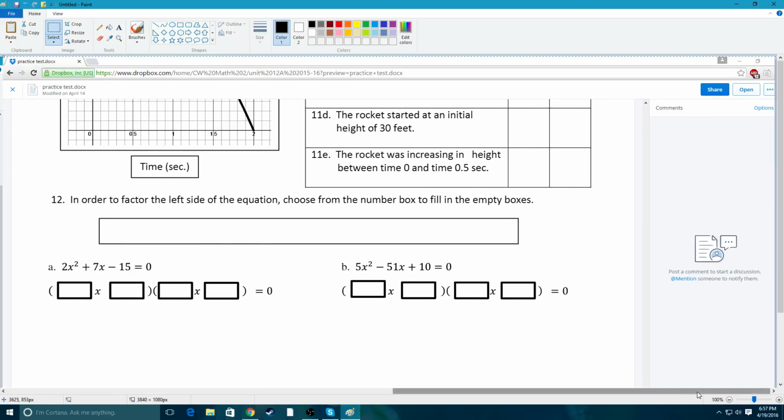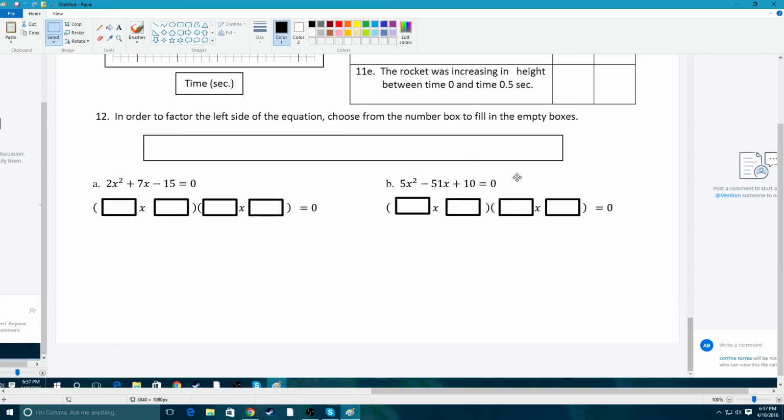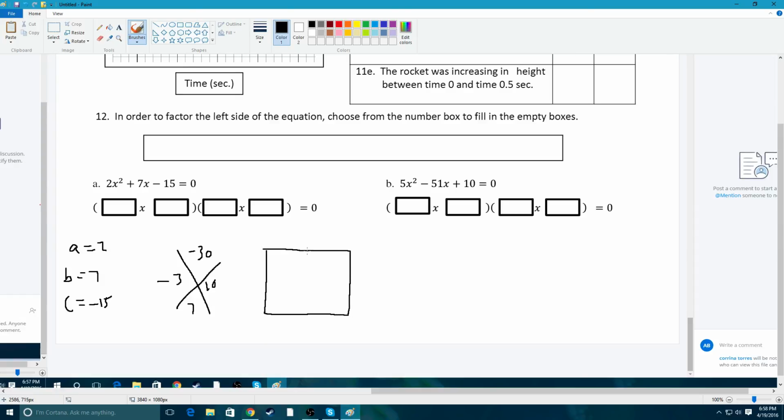Okay. Number 12. I don't know what numbers are in those boxes, but you just have to factor it. So A is equal to 2, B is equal to 7, C equals -15. So on top, A times C is -30, B is 7, and that comes out to -3, positive 10. And we'll reverse box method this.